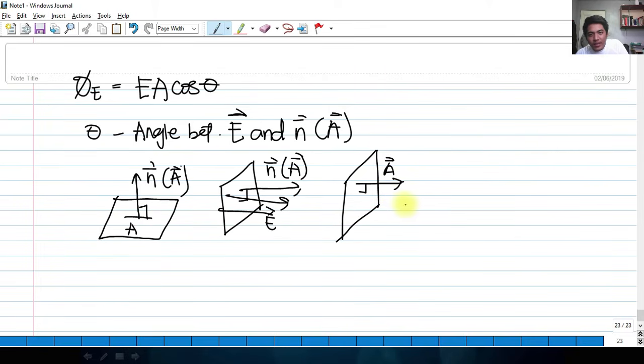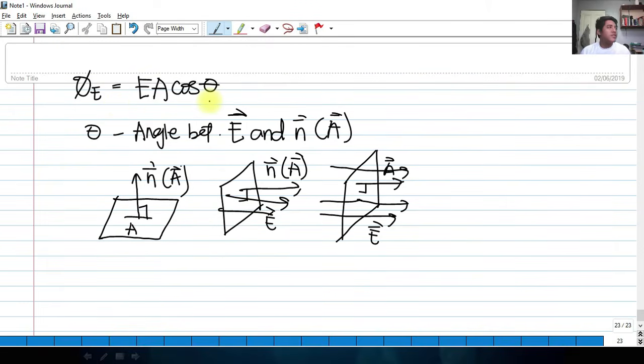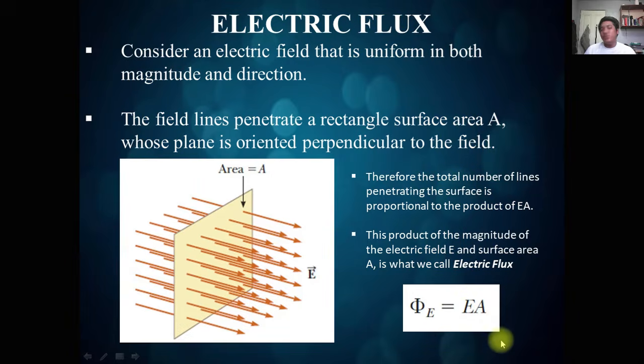Okay, so let's say that we also have an electric field passing through this from here to here, just like our example a while ago. So we can label this as the electric field. If that is the electric field, theta is defined as the angle between the electric field and the normal vector. So what is now the angle of the electric field and the normal vector in this example? Okay, that's correct. The angle is 0. If you calculate it, EA cosine 0 is simply 1. So our formula here reduces to simply the magnitude of the electric field multiplied by the area.